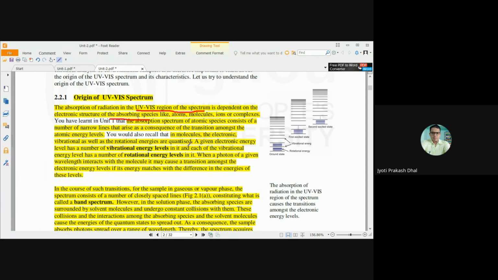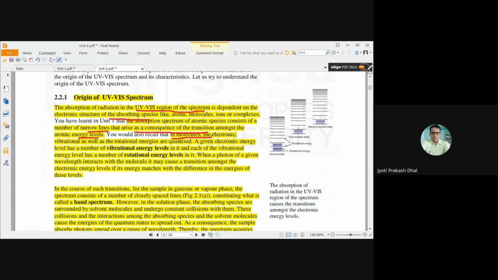In unit 1, we have already discussed that if the sample contains isolated gaseous atoms, then the absorption and emission spectra will be quite simple, and you will only observe line spectra. But in case of molecules, ions, and complexes, we can observe band spectra. The absorption spectrum of atomic species consists of a number of narrow lines that arise as a consequence of transitions among the different atomic energy levels.